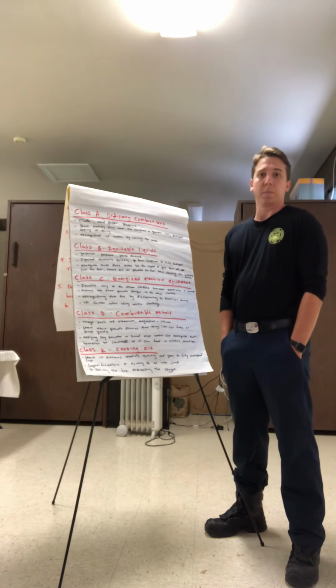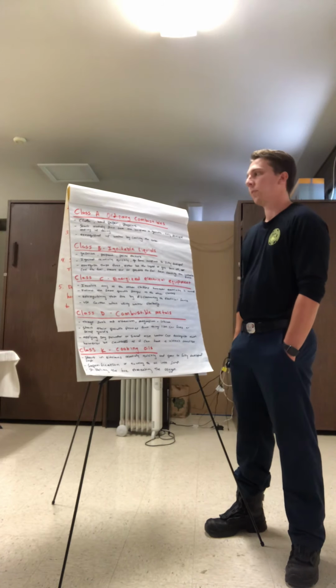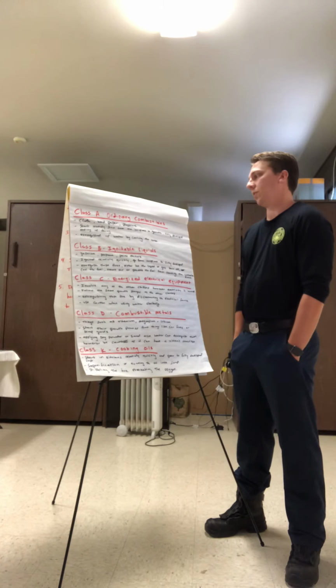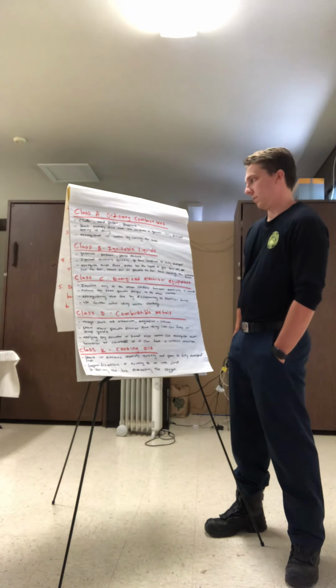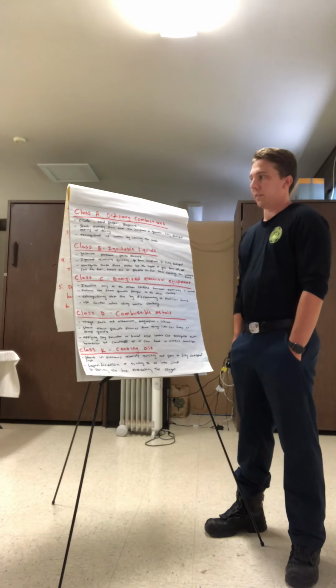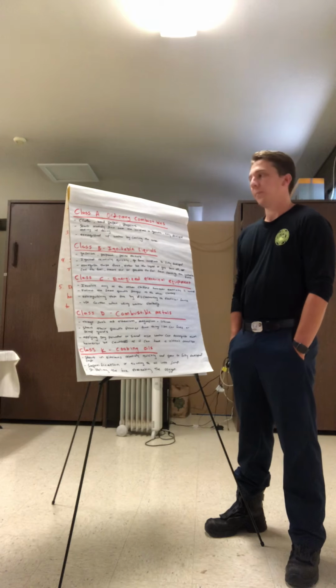Class A, ordinary combustibles. These are things such as cloth, wood, and plastics. They start relatively slow in the incipient stage and then continue into growth, fully developed, and end with decay. They're extinguished by water or cooling the area.